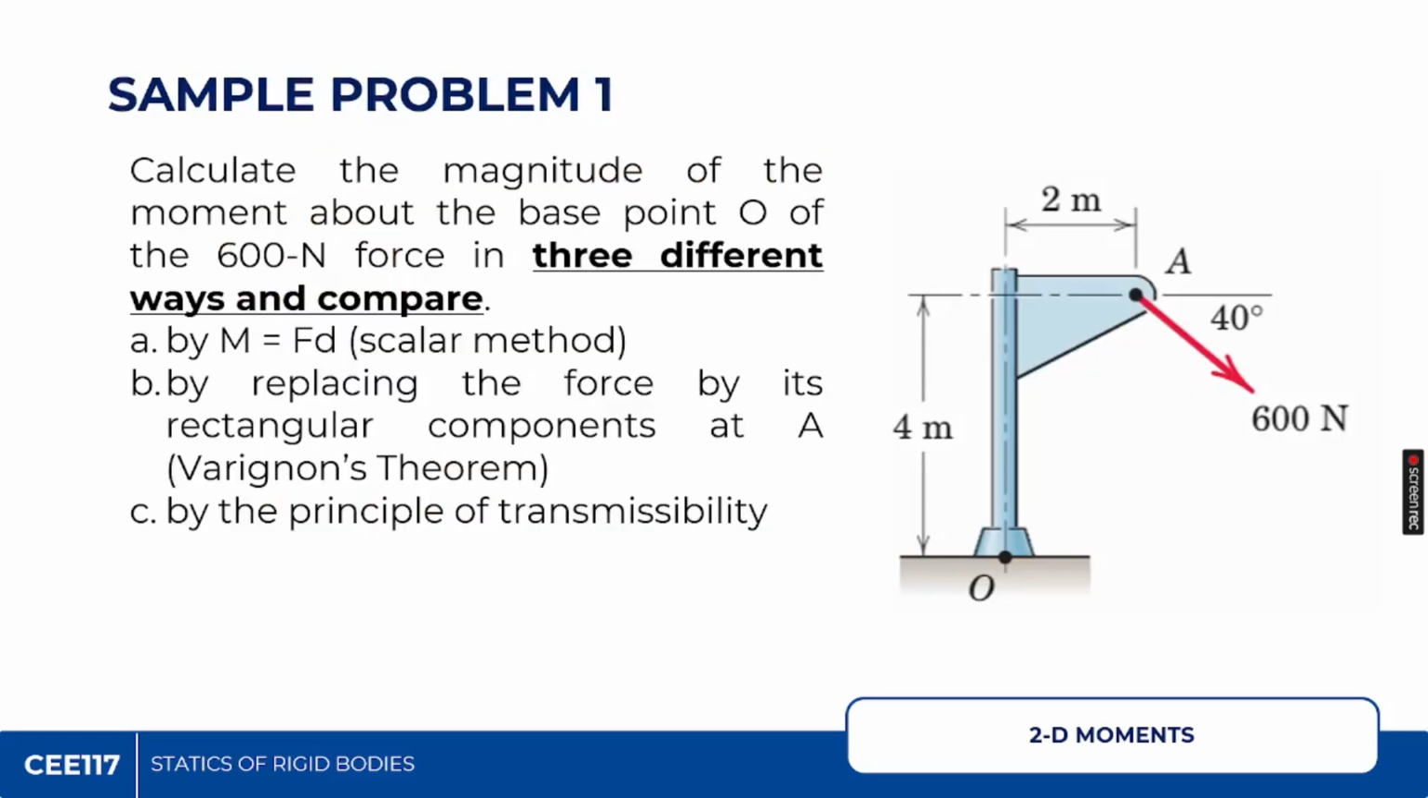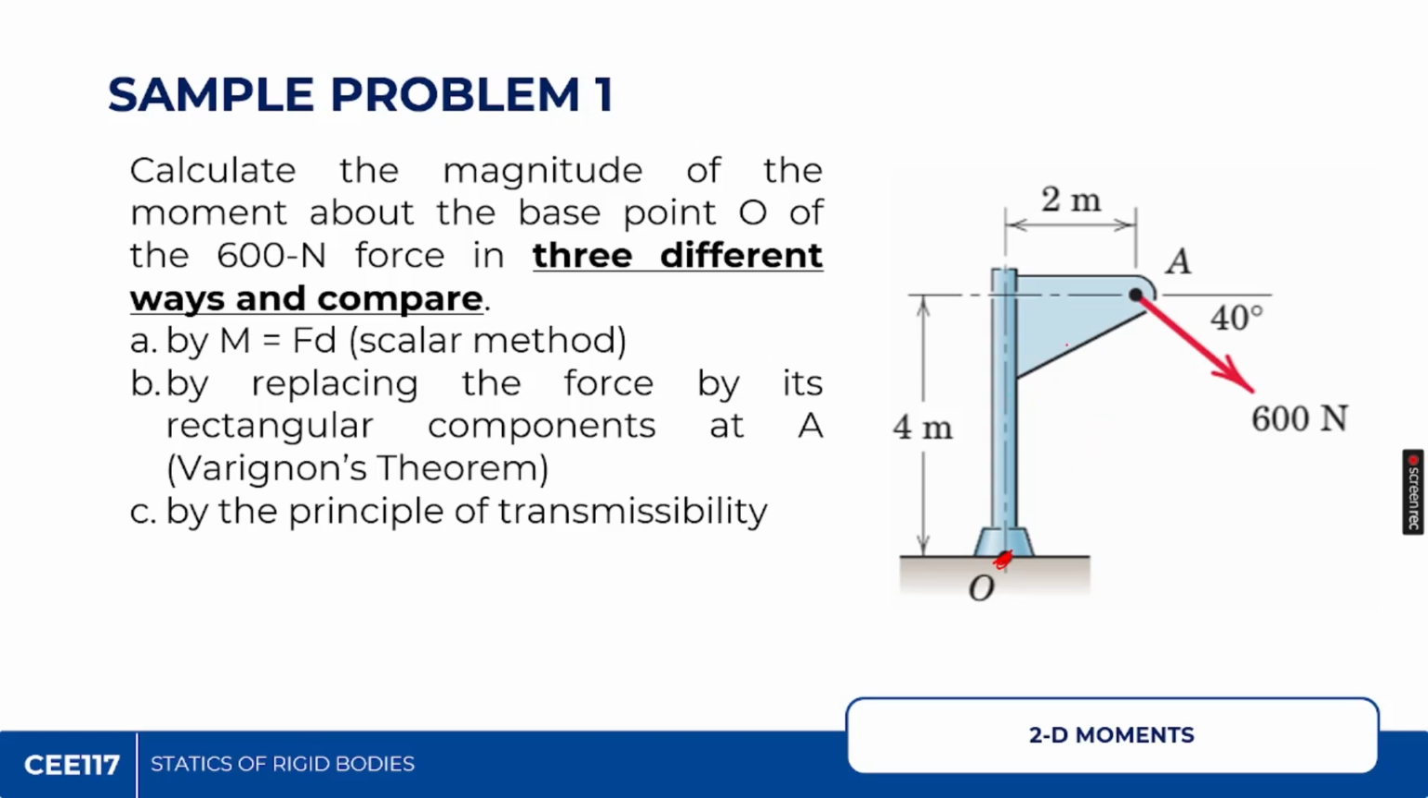Okay? So let's start with sample problem number 1. Calculate the magnitude of the moment about the base point O. Here we will take the moment of the 600 Newton force in three different ways. First, by the scalar method, where the moment is equal to force times perpendicular distance. We will also solve this using Varignon's theorem and by the principle of transmissibility. So first, let's start with the method of scalar.